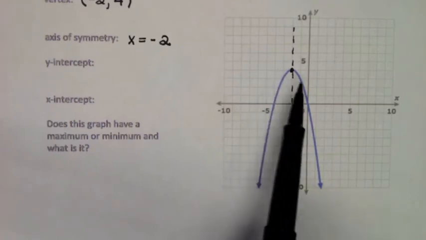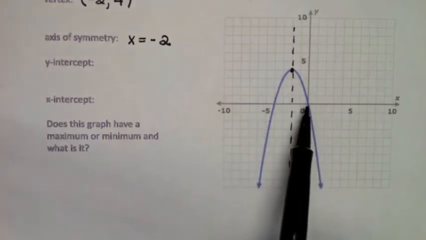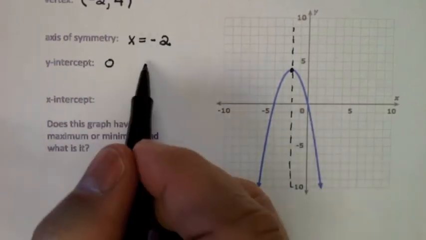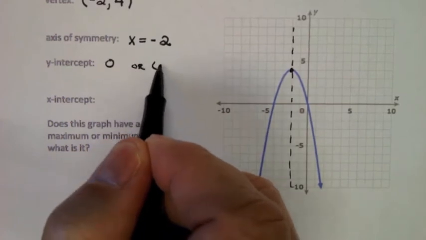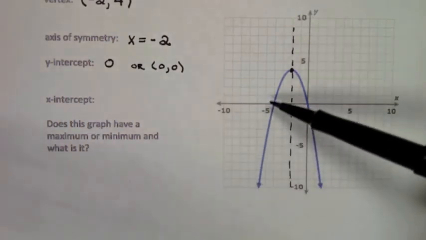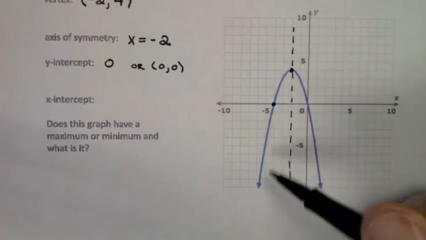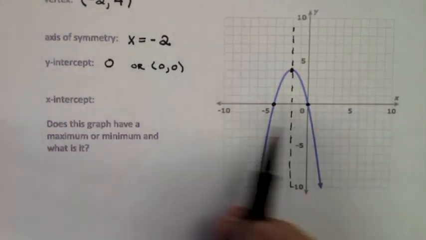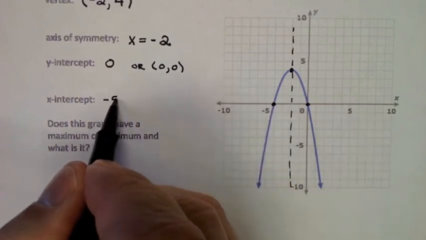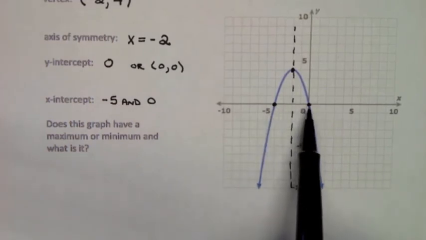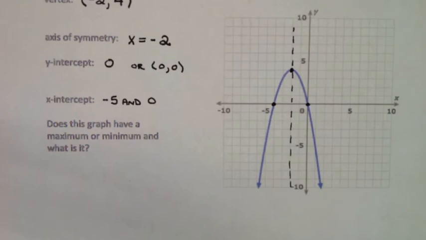Y-intercept. Where does this graph run into the y-axis? It runs into the y-axis at 0. If they wanted the point, it would be 0, 0. What's the x-intercept? Well, I have 2 x-intercepts. I have this graph running into the x-axis right here, and I have this graph running into the x-axis right here. So the x-intercepts, you could put -5 and 0. If they wanted coordinates for these points, you could also put down coordinates for these points.